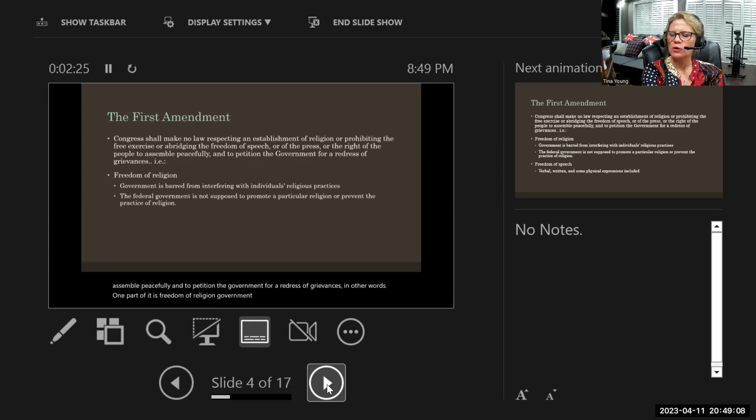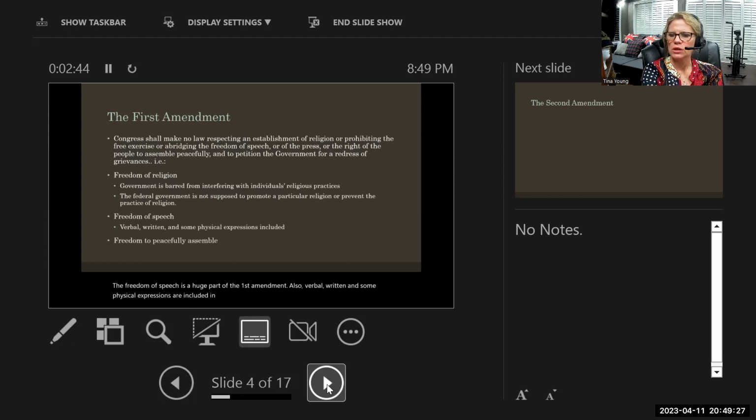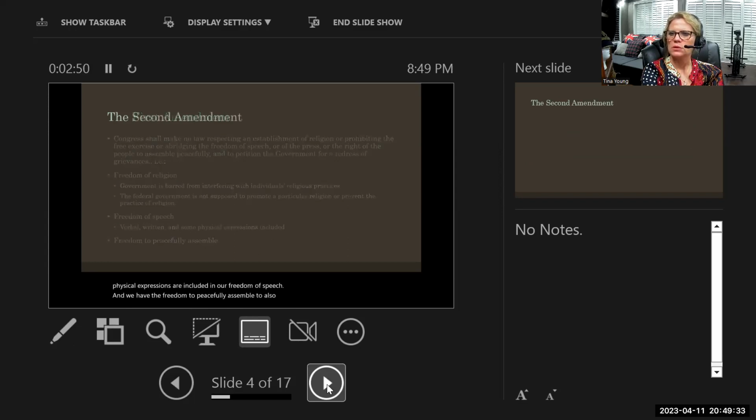Government is barred from interfering with individuals' religious practices. The federal government is not supposed to promote a particular religion or to prevent the practice of religion. The freedom of speech is a huge part of the First Amendment also. Verbal, written, and some physical expressions are included in our freedom of speech. And we have the freedom to peacefully assemble, to also protest peacefully.